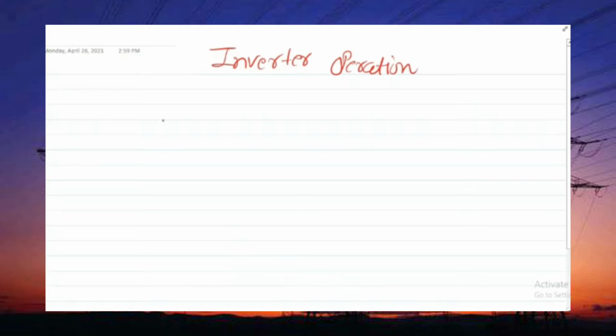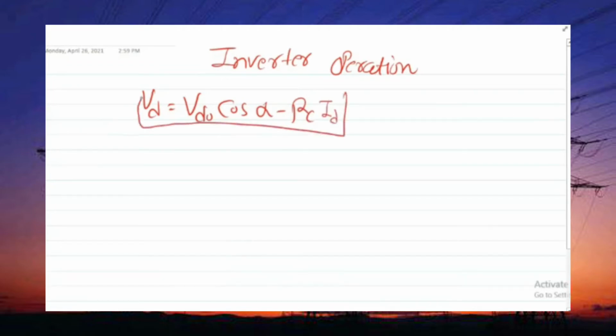In the previous lecture, we learned the rectifier operation and derived some expressions for it. We derived the expression VD equals VDO cos alpha minus RC ID. This is the final DC output voltage in the rectifier operation, where RC is equal to 3 upon pi XC.